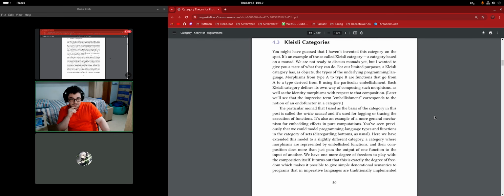I liked it. I have intuition now. So later on, this embellishment corresponds to something called an endofunctor, which I have no idea what it is. I do know the meme, but I don't know what it means. Endo just means inner, so it's a functor that goes back to where you came from. The taxonomy of the word I can understand, but I don't yet have an intuition of what functor means in this domain. We're gonna get there.